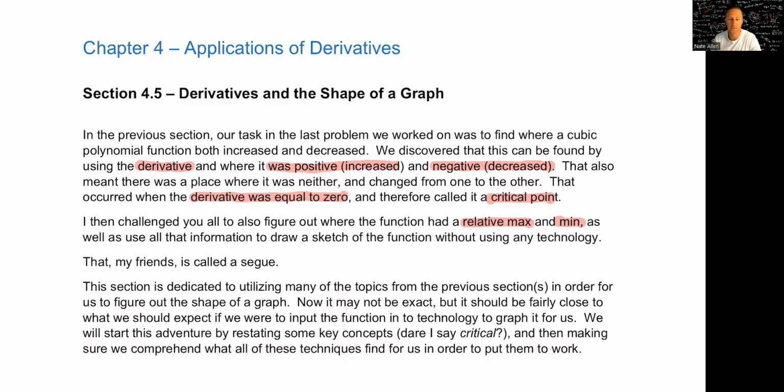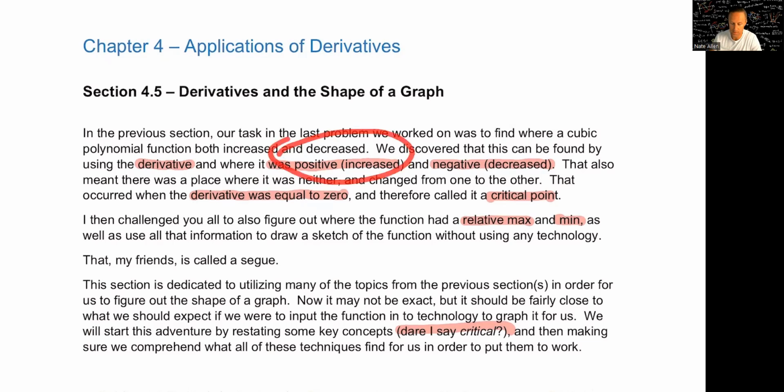And that takes us into this section where we are going to utilize all of that information and not exactly sketch or draw this thing out, but pretty darn close, finding important values, critical, dare I say, for us to figure out those high points, those low points, and exactly where they're at, and then trying to use some of the other stuff where it's increasing or decreasing to come up with the basic shape of a graph. So let's get to it.